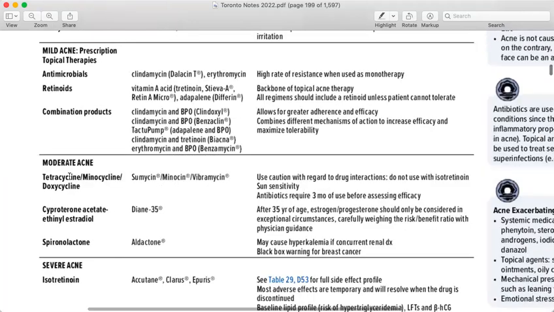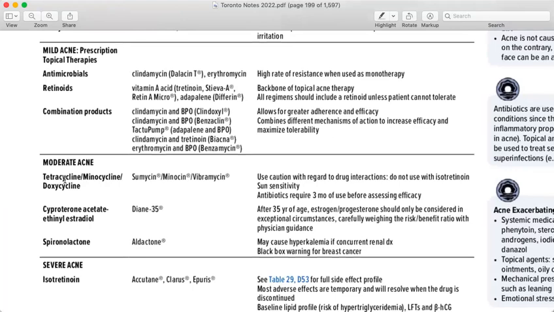Then coming to moderate acne, here you can use the oral ones as well. So tetracycline, minocycline, doxycycline can be used. Then cyproterone acetate with ethinyl estradiol can be used, which is basically a progesterone and estrogen combination. Then spironolactone can be used in the moderate ones. Usually we go with the antibiotics, which is the very common one. Do not use with isotretinoin.